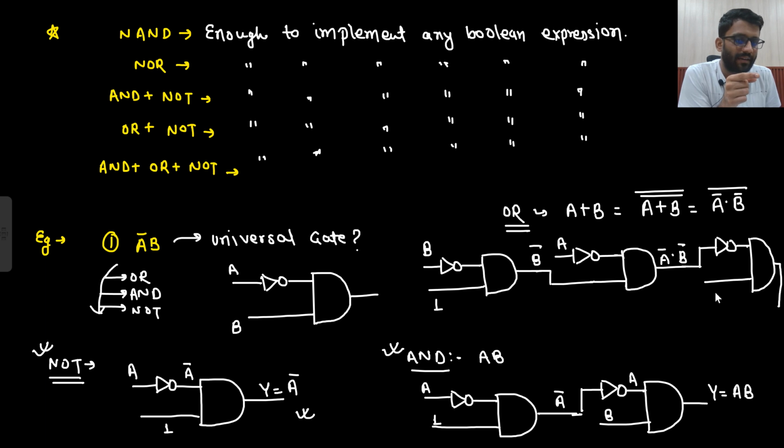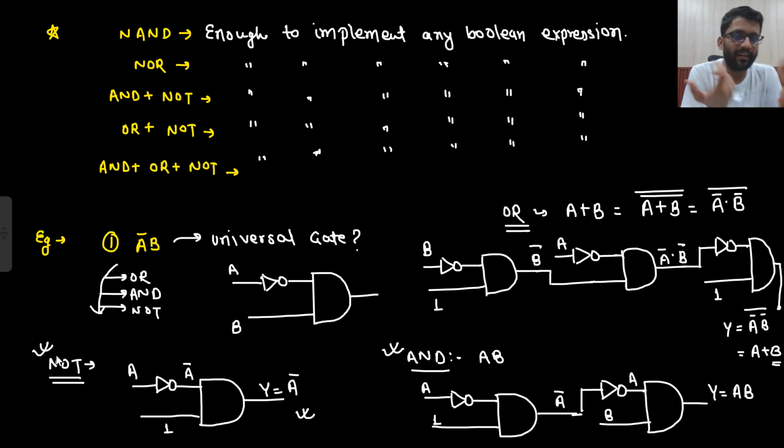A bar B bar bar, and here I will put 1. So my output will be A bar B bar bar, and that would be A plus B. So I have got OR gate, I have got AND gate, I have got NOT gate.